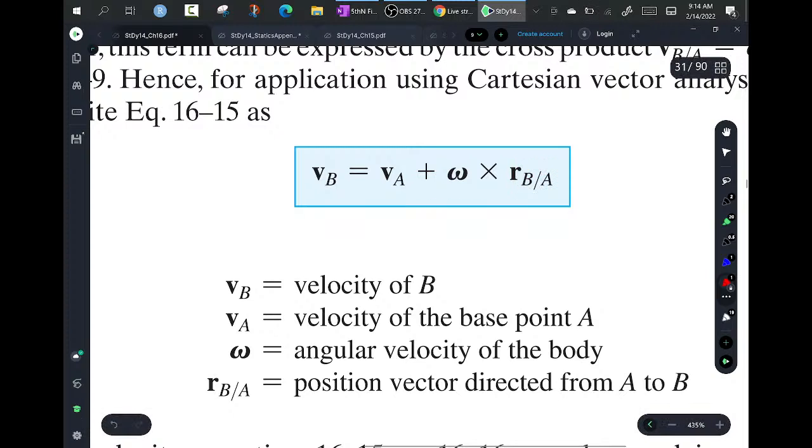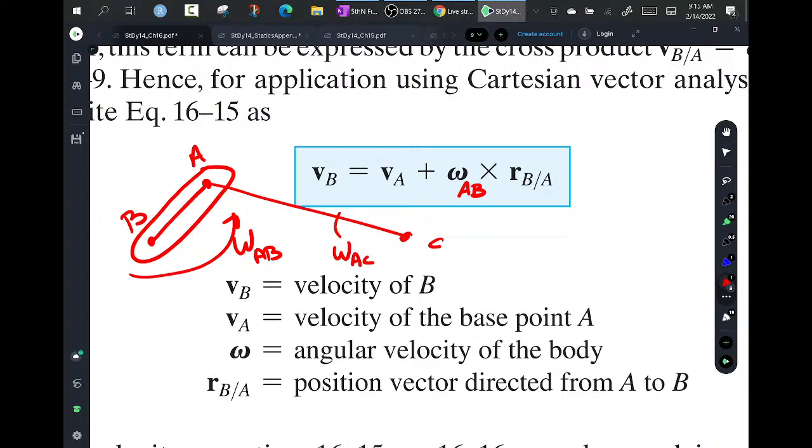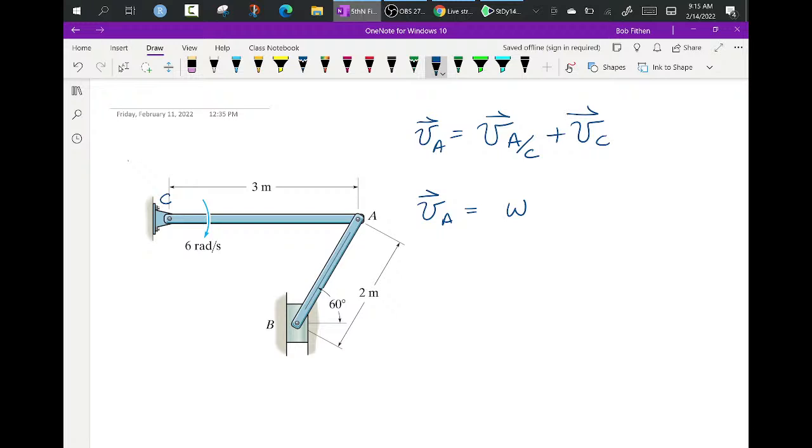But actually, there could be several omegas in a problem. So he really needs to make sure that this is omega AB. So in other words, if you have something that's connected to A and B, and it's rotating around, you need to know the omega of that. And if you don't put a subscript and you have A connected to C over here, you might get confused. So you need AB and then say an omega of AC. So in my mind, this should have a little subscript, but that's okay. He's introducing it.